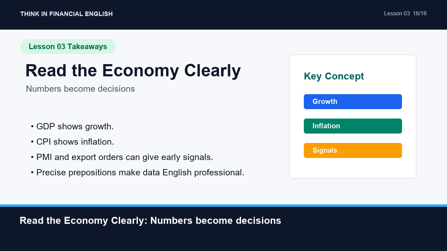Today, we learned how to read key economic indicators. GDP shows growth. CPI shows inflation. Unemployment shows labor market conditions. PMI and export orders can give early signals. Most importantly, we learned how to explain data using precise English.